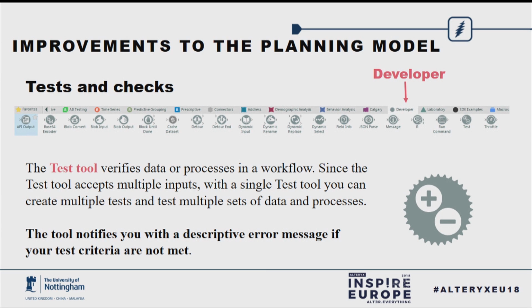So for example, if I've got two inputs that are going into a join, and if some data falls out the left side of the join, I know that I've got a potential issue maybe. I can put a test tool on the left side of the join, and it gives me an error message to tell me that that's an issue. I can go back and I can investigate that. And it's particularly good when you're building Alteryx applications as well, because the process is hidden from the user.